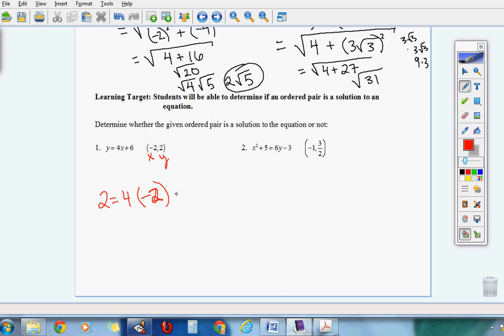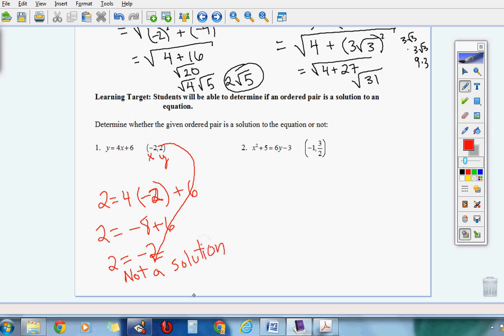Okay, so moving along, 4x and then plus 6. So 2 is equal to negative 8 plus 6. This is coming out to 2 equals negative 2. This is not a true statement. So be careful. Don't write no solution here. You're basically saying that this ordered pair is not a solution. If we were to graph that line, this ordered pair would not be on that line.